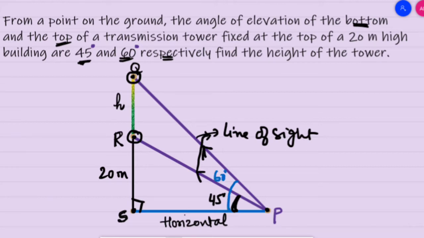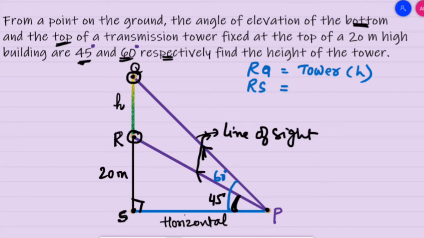Now till here it is complete. Now what do you have to find? You have to find h. Now children, see, it's very simple. From here you take triangle RSP. You write down all the things like QR is the tower and height is h.